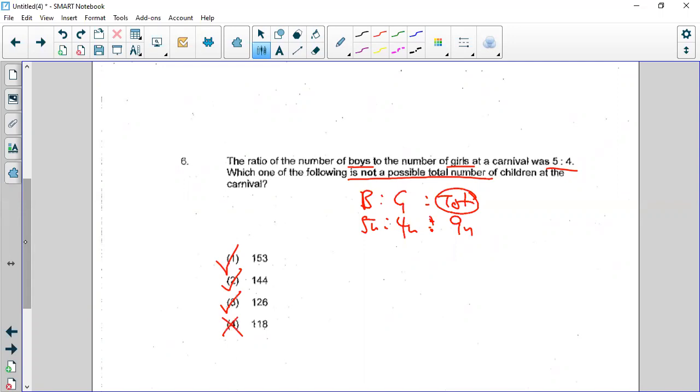So people cannot have a decimal, right? Your number of people must be a whole number. So it must be able to divide. So your answer has to be number 4, which is not a possible total. Why? Because it cannot divide by 9. You get a decimal or a remainder.